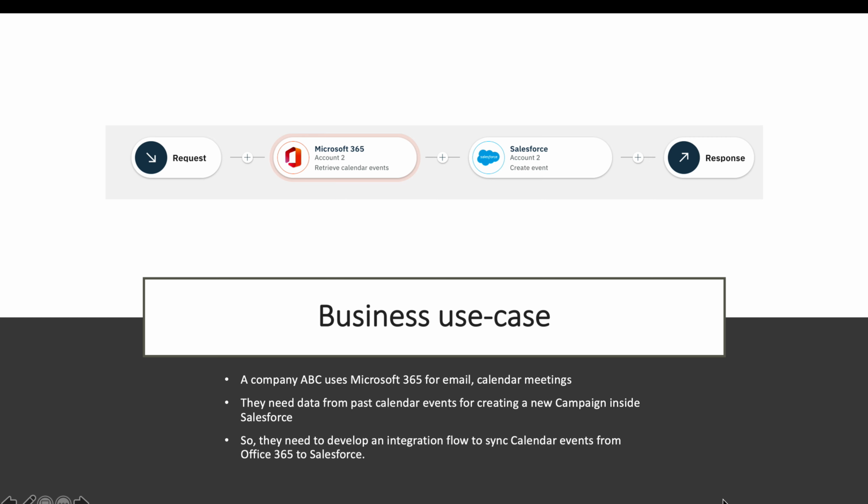A company, ABC, uses Microsoft 365 for their email and calendar needs, and the same company uses Salesforce as a CRM and for campaign management. They want some data from past calendar meetings inside Salesforce in order to create a campaign. So they need to create an integration flow where they can send the specific past calendar event data from Microsoft 365 to Salesforce, and that's exactly what I'll show you how to build using App Connect.